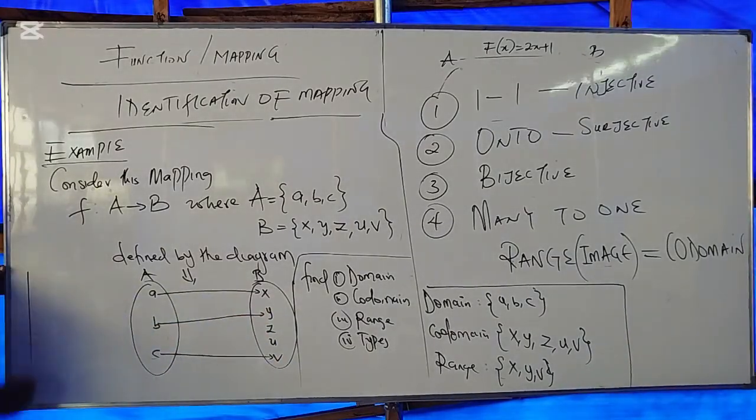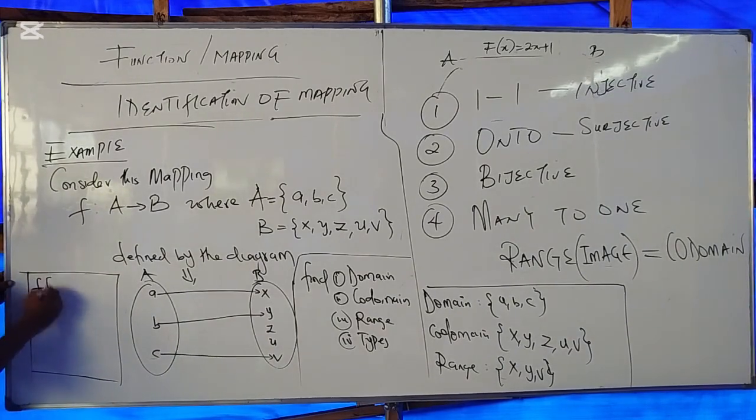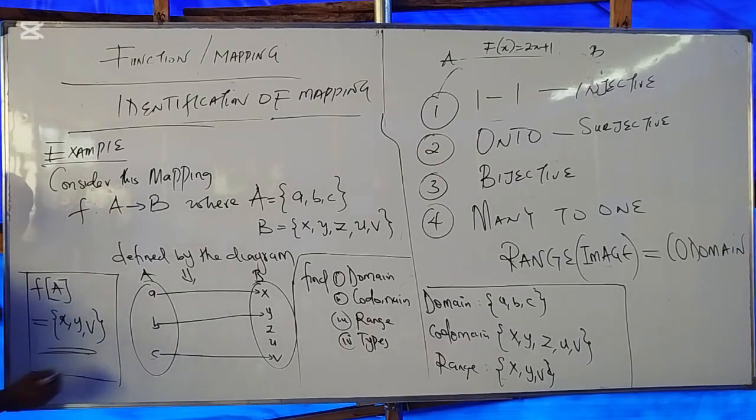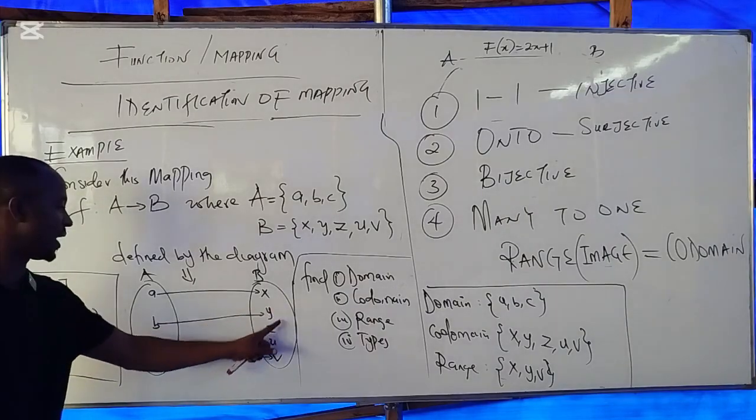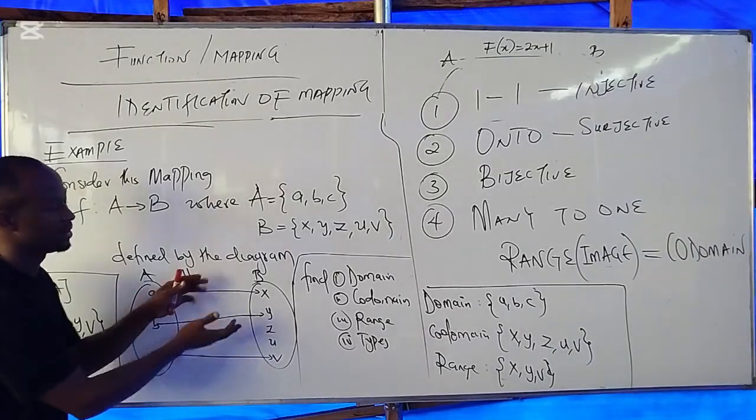Most of the time, the symbol for the range is f of A. F of A, from what we have here, is X, Y, and V. So this is the image. What do you notice in this function? The image, which is X, Y, and V, also called your range, is not equal to the codomain.